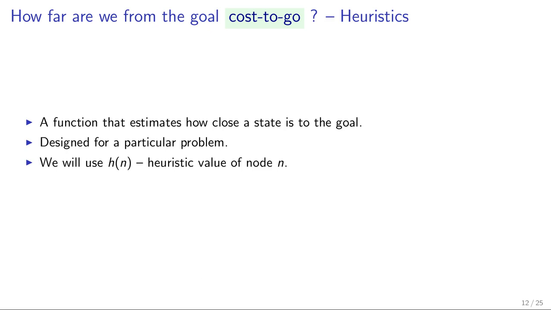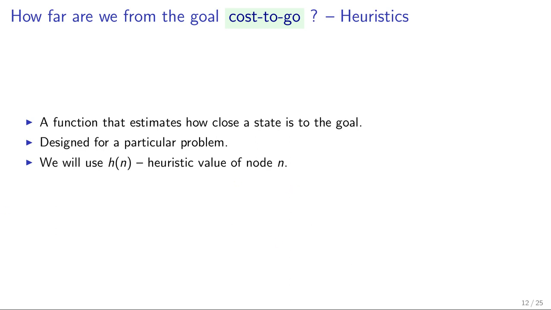And unlike the backward cost, which you know for sure because you can measure it, and there's no uncertainty with it, for the cost to go you may have some guess. That's why it's called heuristics. So it's a function that estimates how close a state is to the goal, in general for every state. It's designed for a particular problem, and we will call it h(n), the heuristic value of node n.